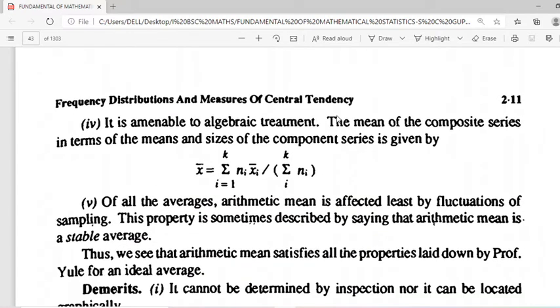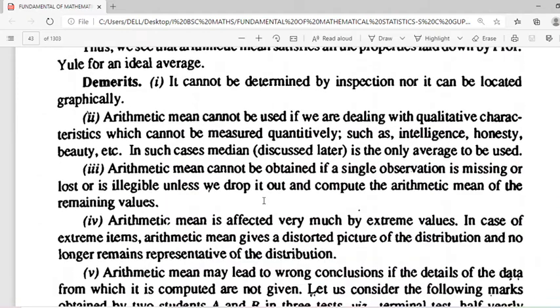It is amenable to algebraic, mathematical treatment. The mean of a composite is given in terms of the means and sizes of the components, as we have discussed now. Of all averages, arithmetic mean is affected least by fluctuations of sampling. This property is sometimes described by saying the arithmetic mean is a stable average, because it is less affected by the methodology of sampling. That will be discussed in future classes. So what are the demerits? We have to understand the demerits too.